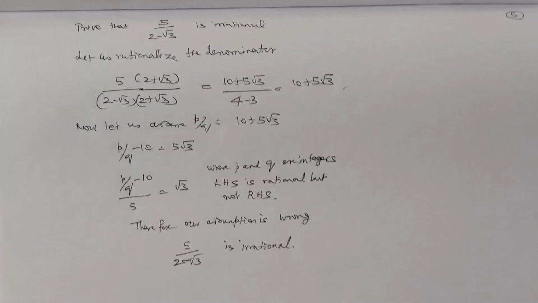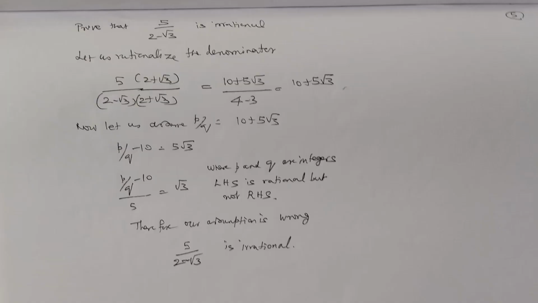Coming to the last problem, 5 / (2 minus root 3) is irrational. If the denominator has an irrational number, we have to rationalize the denominator. 2 minus root 3 is the denominator. So we have to use the formula (a plus b) into (a minus b) to get it as a whole number. Therefore, 5 multiplied by (2 plus root 3) divided by (2 minus root 3) into (2 plus root 3) gives us 10 plus 5 root 3 as the answer.